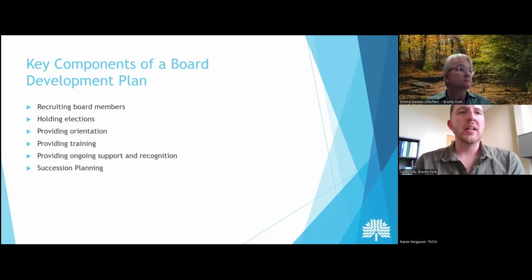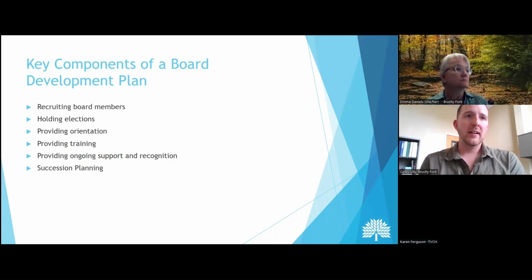And so another component is providing orientation. Board orientation ensures new board members are equipped with the knowledge and resources to effectively fulfill their responsibilities. Key orientation tools to use are, as we discussed earlier, a board manual or orientation packet with an overview of the organization's strategy, mission, history, programs, and governance structure, and a board handbook with the board's policies, procedures, and best practices, including information on board meetings, structures of committees, and legal compliance. One suggestion is to pair an existing board member with a new board member to provide mentorship and advice.